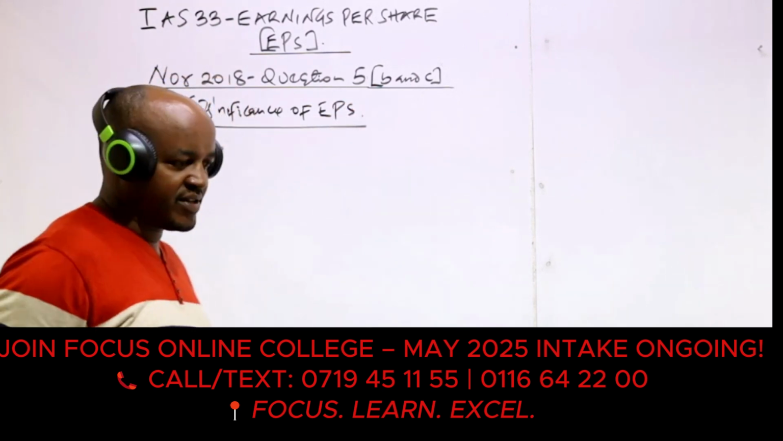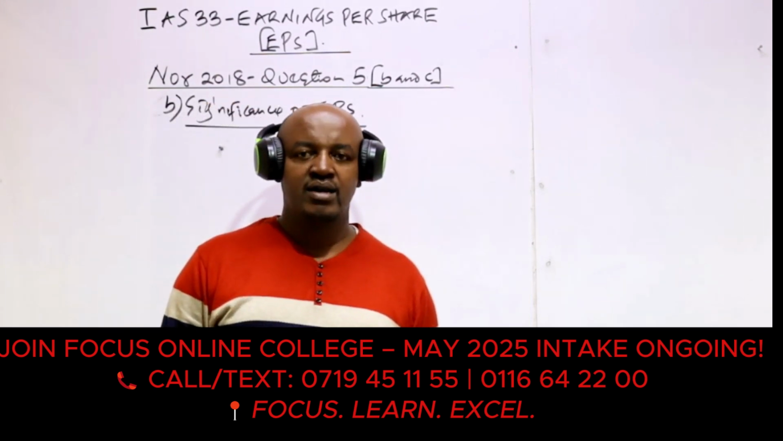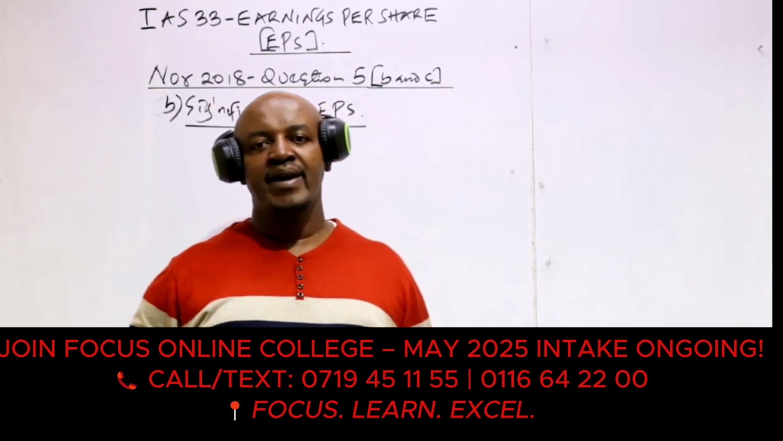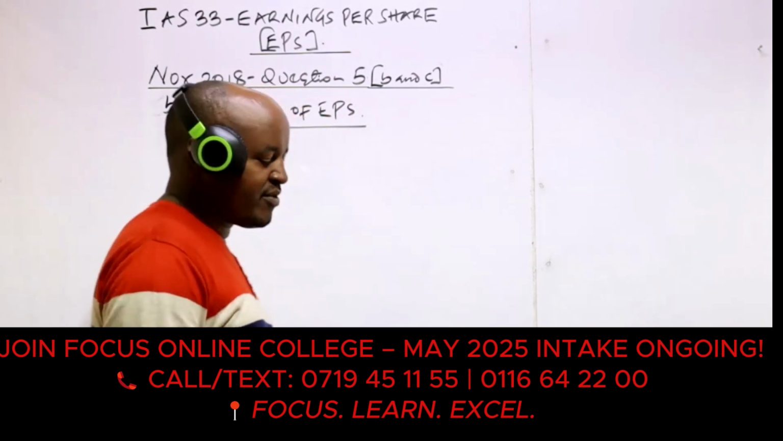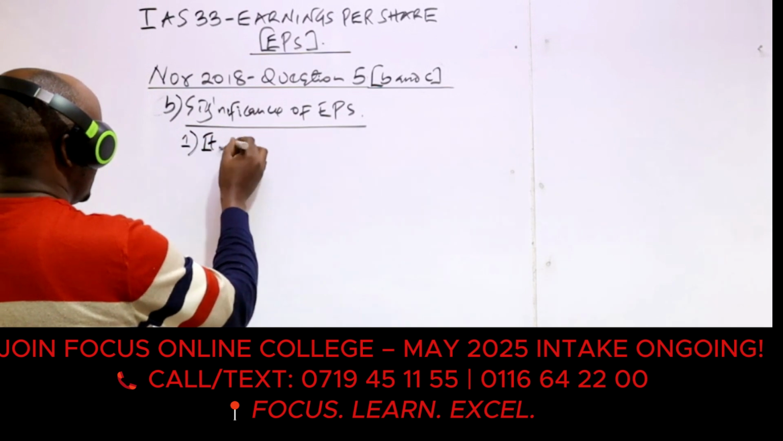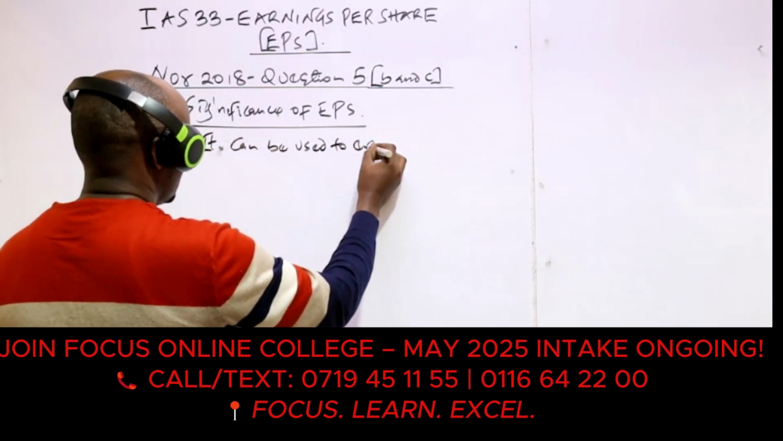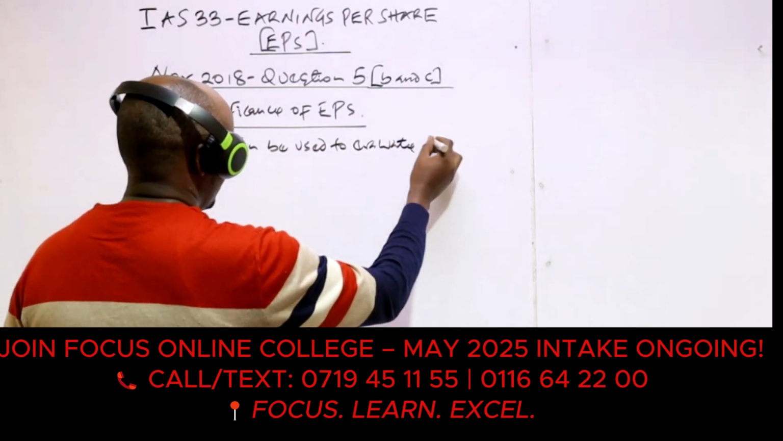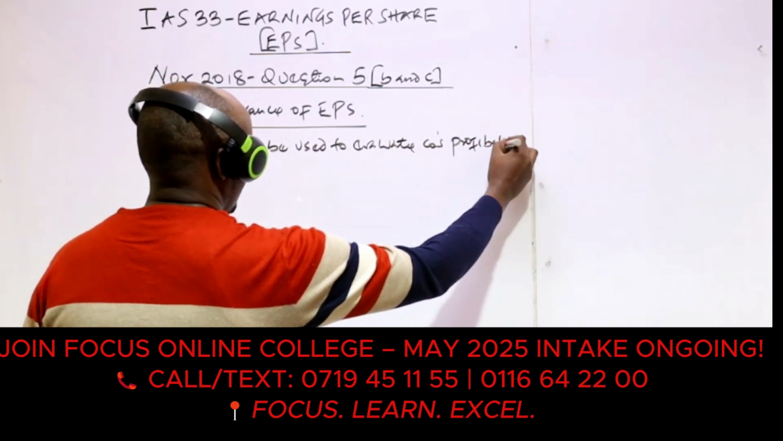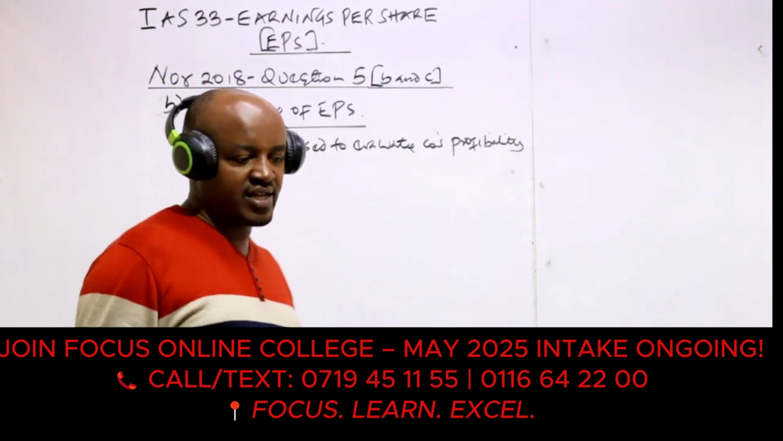Recall in our previous session, we talked about some of the benefits, or basically some of the significance of earnings per share, which has to be computed and disclosed by all listed companies. Number one, it can be used to evaluate a company's profitability. So the shareholders can use earnings per share to know how the company generally is performing.